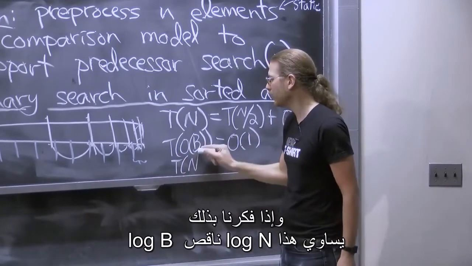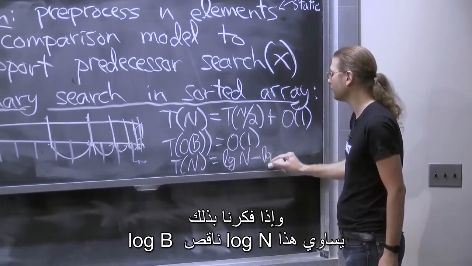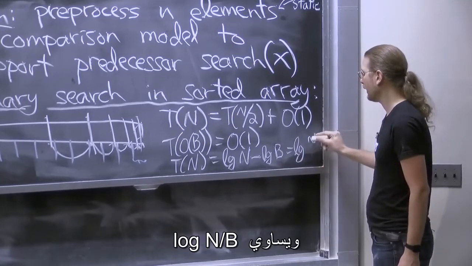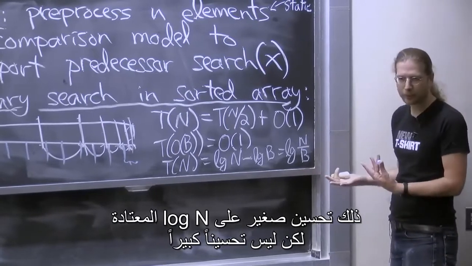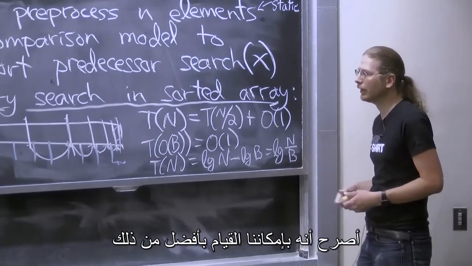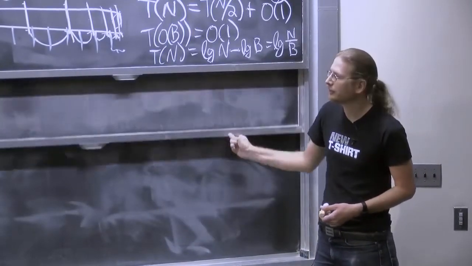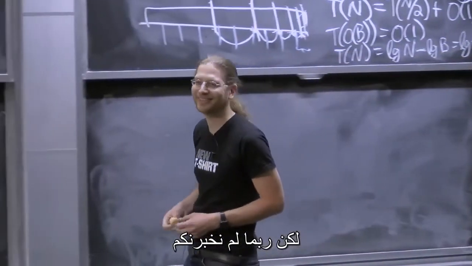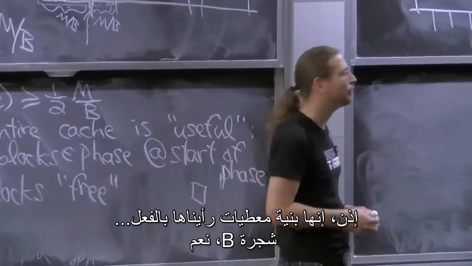And if you think about it, this just solves to log n minus log B, which is the same thing as log n over B. Okay, which is a small improvement over just regular log n, but not a big improvement. I claim we can do better. You've actually seen how to do better, but maybe we didn't tell you. So it's a data structure you've seen already. B tree, yeah.